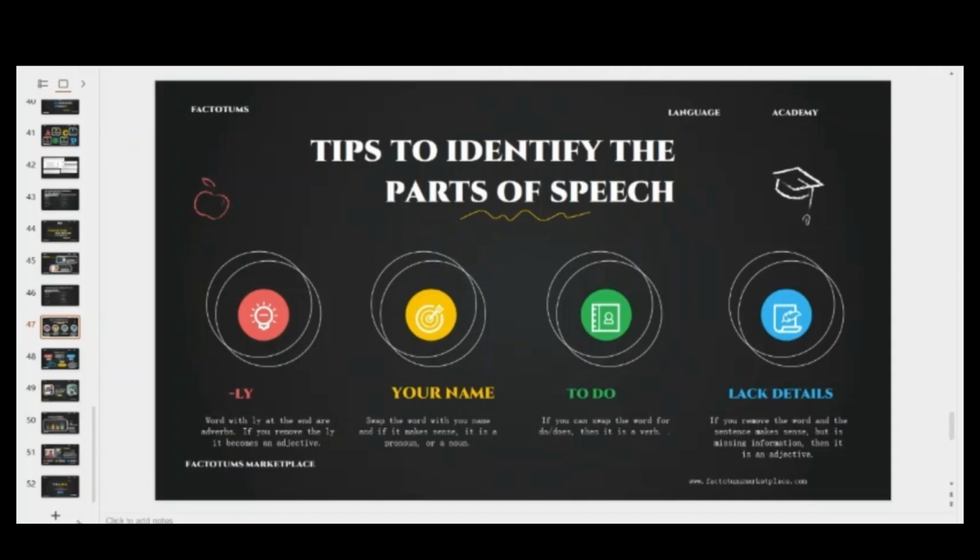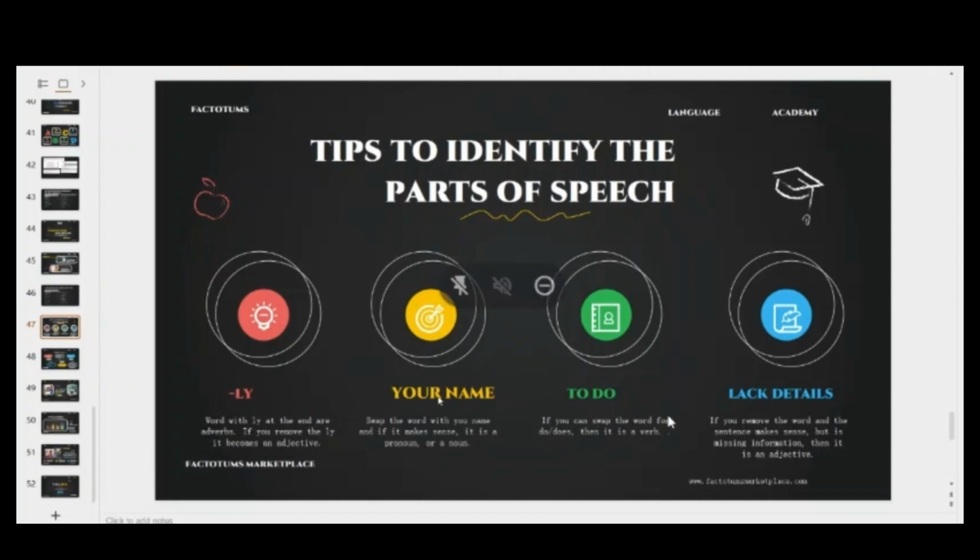For example, throughout the course, we learned that when a word ends with ly, then it is... you remember what it is? An adverb. So when you have an adjective, for example, and you want to create an adverb, you can just add ly to the end. But normally, the words ending in ly are adverbs.